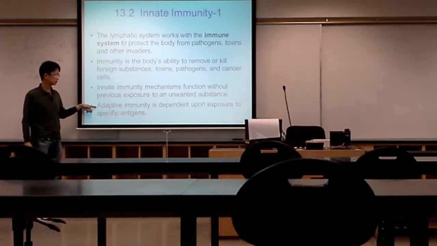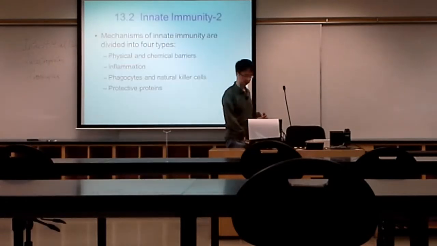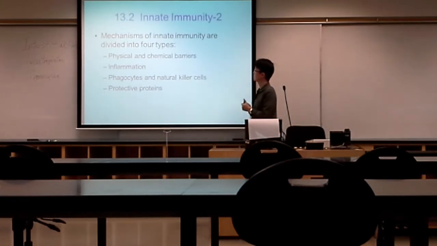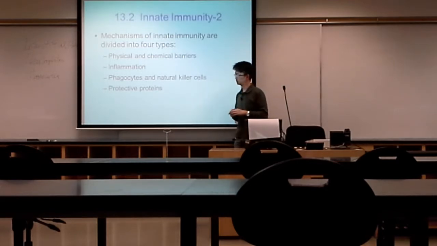Adaptive immunity depends on previous exposure. For example, the expression of antibodies to fight against infection is adaptive immunity. I'll talk briefly about why, when we get a flu, we have all kinds of symptoms. It makes us sick. That is the innate immunity. We have four types of innate immunity: physical and chemical barriers, inflammation, phagocytes and natural killer cells, and protective proteins.